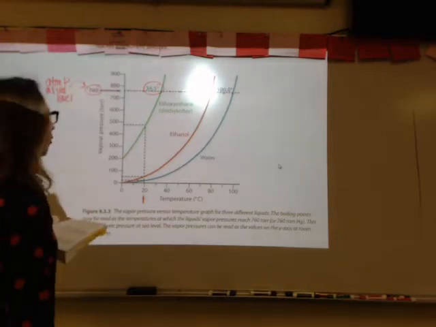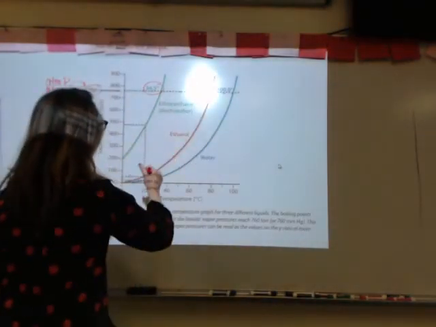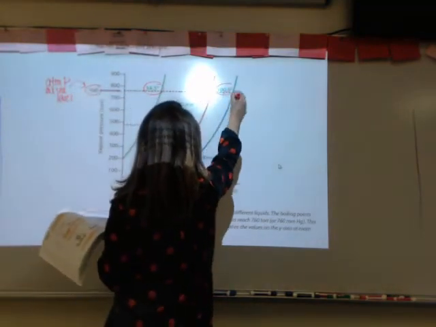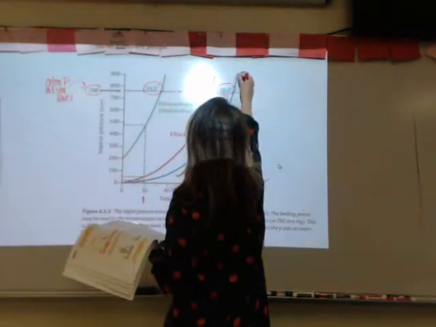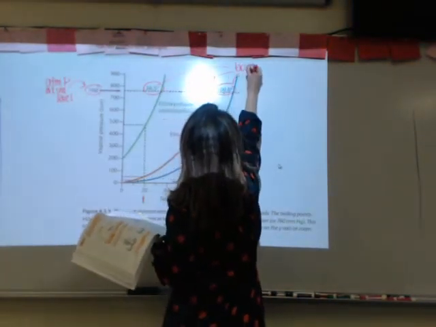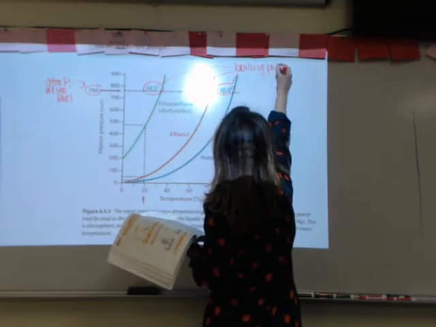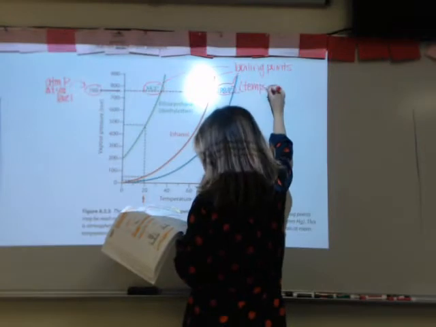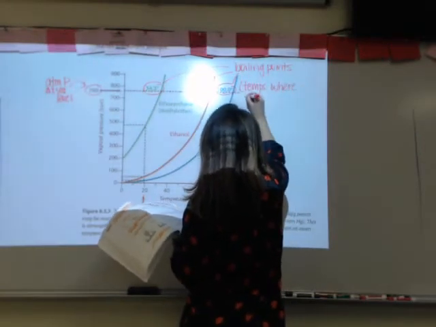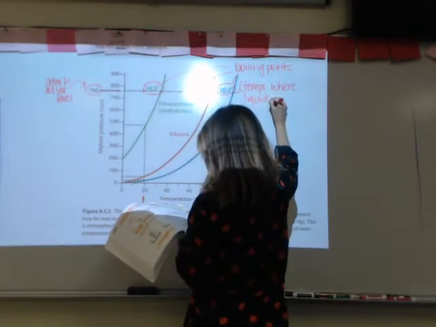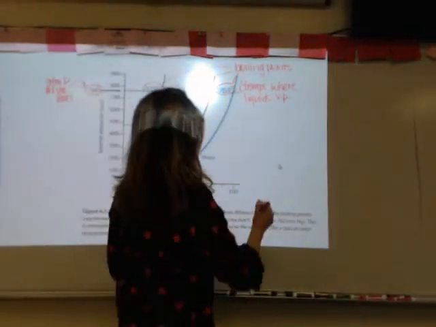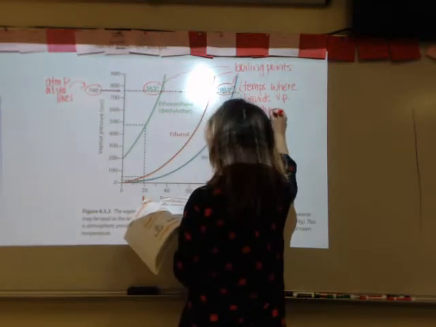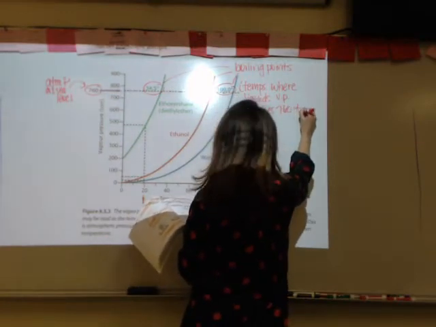That's its boiling point. Ethanol is 78.5 degrees Celsius here. Water is 100 degrees Celsius. So these are the boiling points, and these are the temperatures where the liquid's vapor pressure, abbreviated V.P., reaches 760 torr.